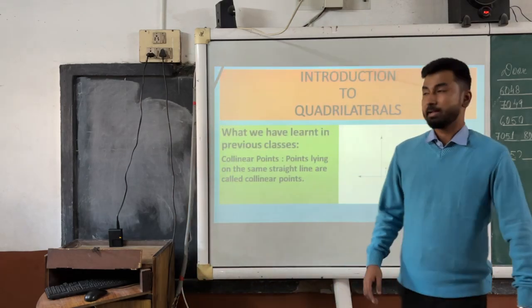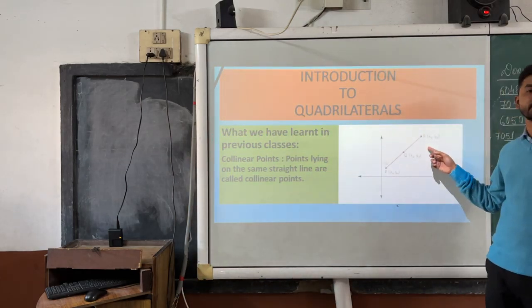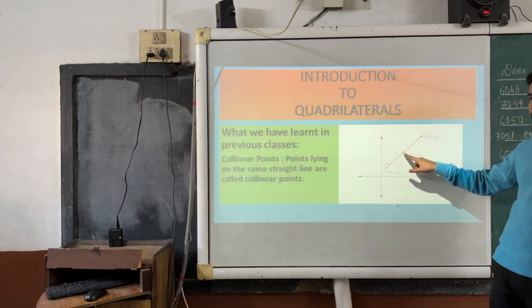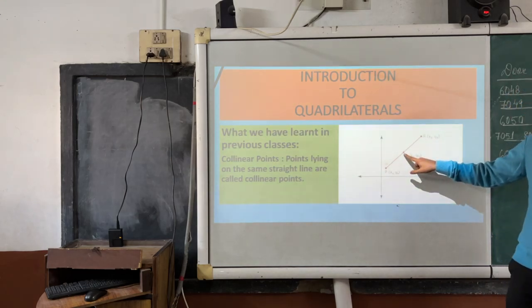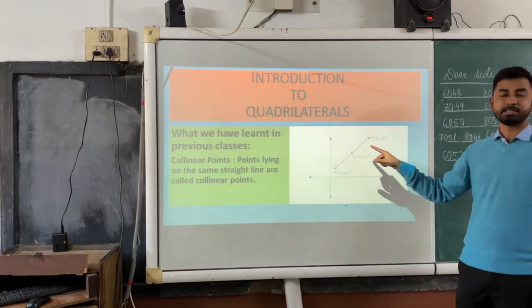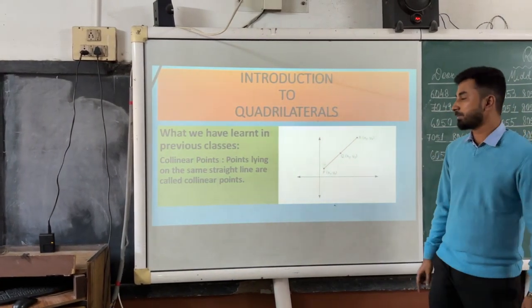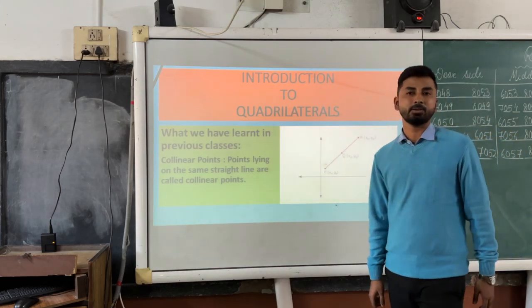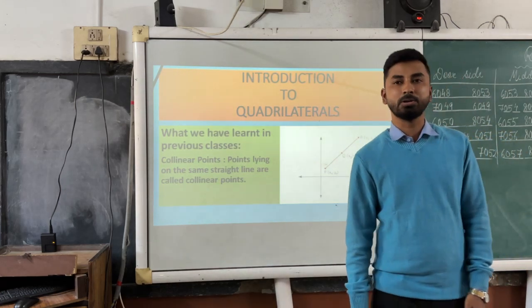We know that a line can be drawn passing through two distinct points. Here point P and point Q are the two distinct points. So what do we know about collinear points? Points lying on the same straight line are called collinear points.